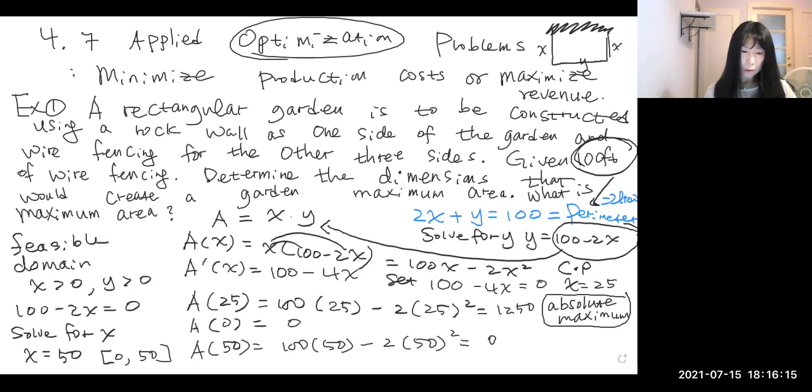So when x equals 25, then y equals 100 minus 2x, two times 25.